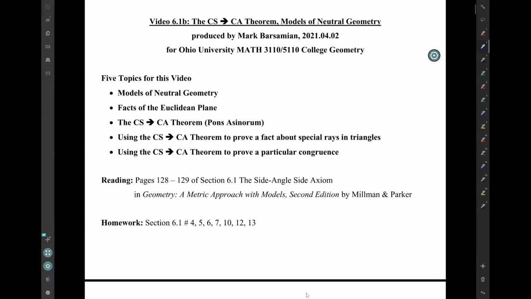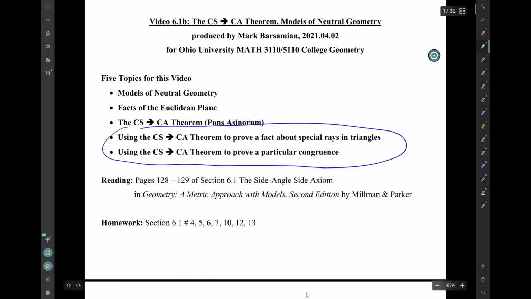In the current video, we'll start by discussing models of neutral geometry, and then we'll discuss some particular facts about the Euclidean plane, which is one of those models of neutral geometry. And then we'll see the introduction of an important theorem called the Isosceles Triangle Theorem, which I call the CSCA theorem. And then we'll use the CSCA theorem to prove some more sophisticated facts about neutral geometry.